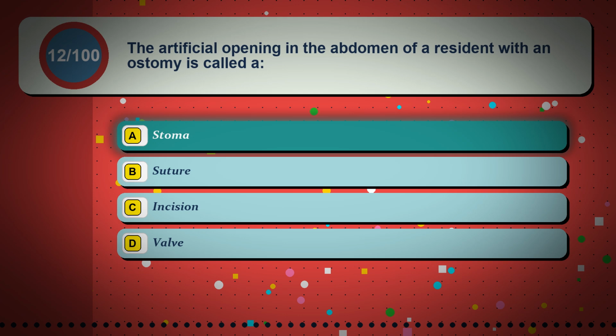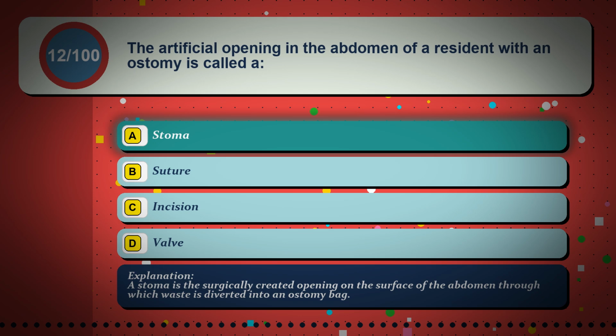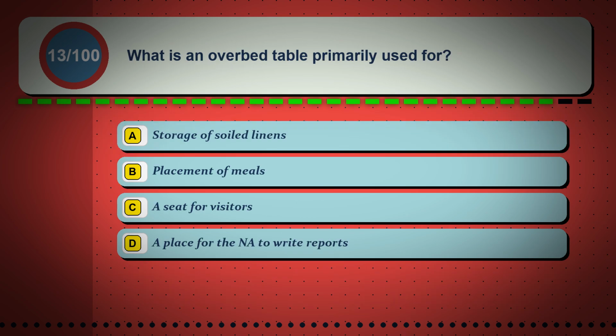The correct answer is option A, stoma. A stoma is the surgically created opening on the surface of the abdomen through which waste is diverted into an ostomy bag. Question 13. What is an overbed table primarily used for?